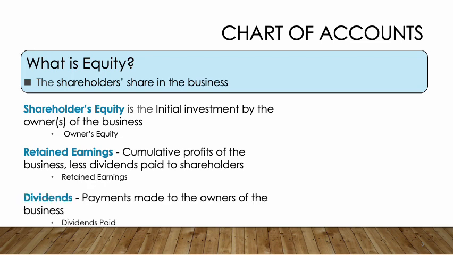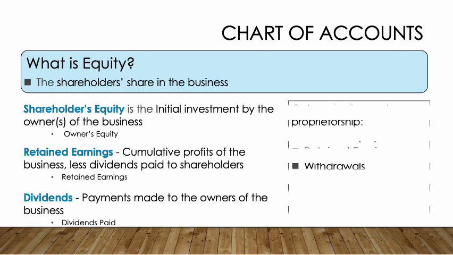And then the last category is dividends. Dividends are paid out of retained earnings, and I'm going to repeat that a few times in this course. It is not an expense. These are payments made to the owners of the business.